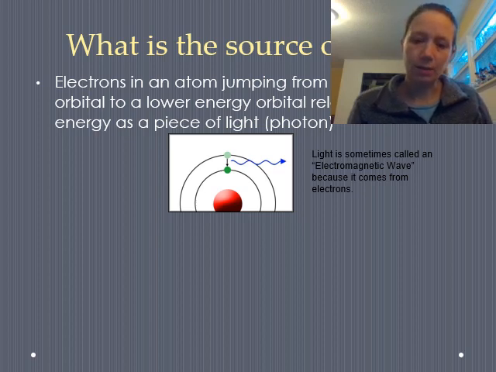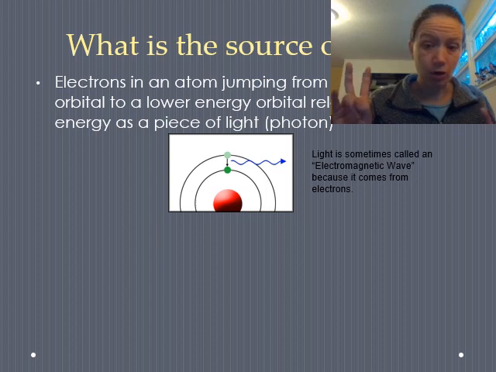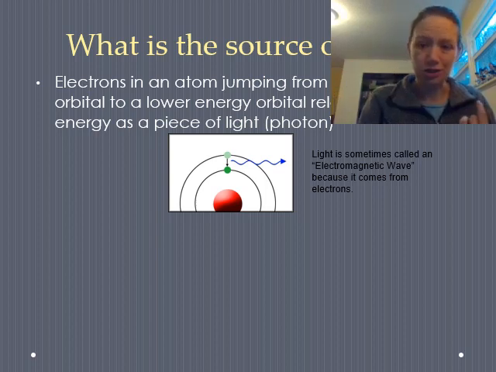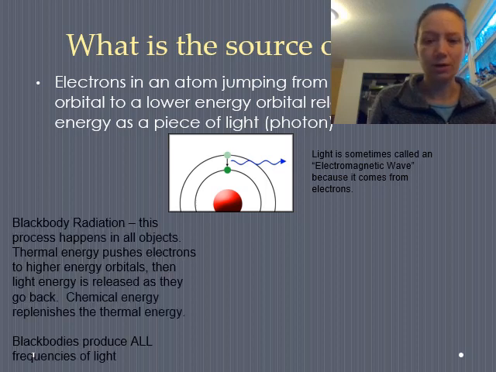The reason we sometimes hear light known as an electromagnetic wave, in addition to the fact that it's created through electric and magnetic fields, is because it comes from the movement of electrons.